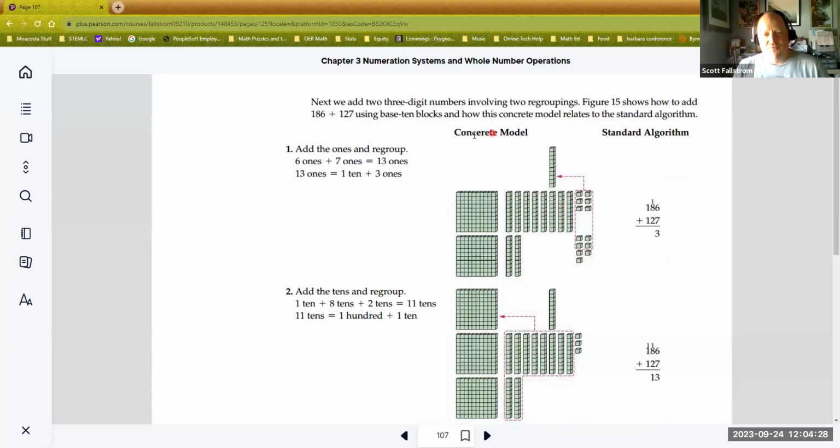So the concrete model, they spelled concrete wrong. That's funny. I'll have to tell them they got a typo in there. All right, let's take a look.